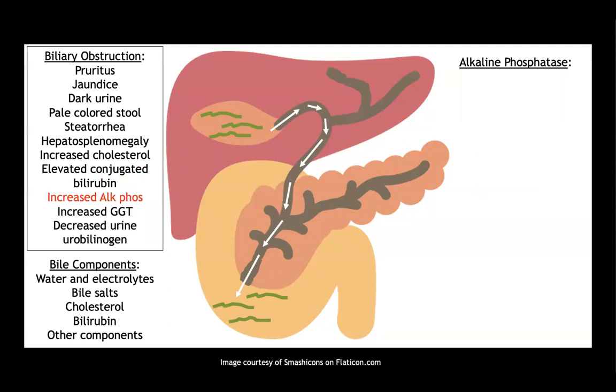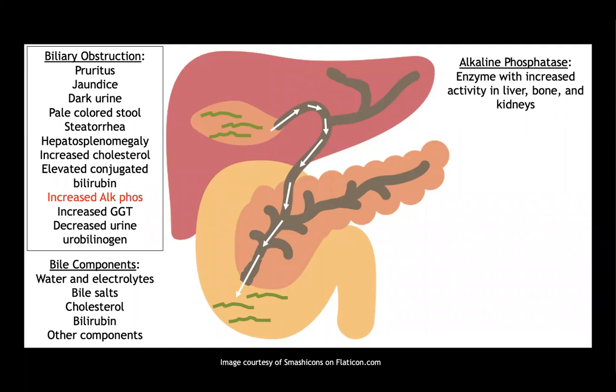Let's move on to some other lab values. So the classic, what they call cholestatic liver function tests or obstructive liver function tests that I talk about in the liver section is having elevated conjugated bilirubin and elevated alk phos. We already talked about the conjugated bilirubin. So now let's go with what's alkaline phosphatase.